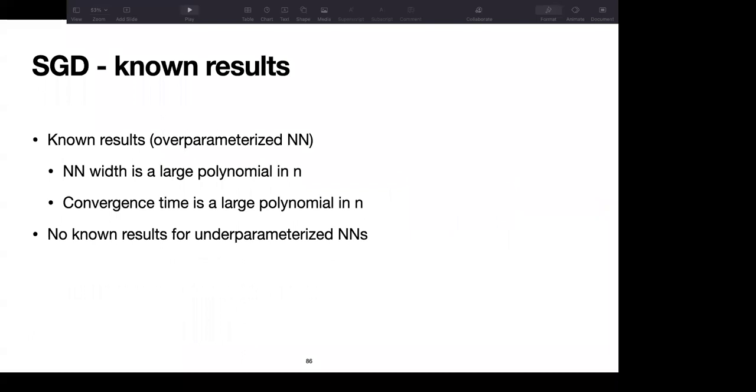Just briefly saying something about known results. There are known results showing convergence for over-parameterized neural networks, and they usually demand that the width of the neural network is pretty big, so you get a large polynomial. I don't remember what the state of the art is, maybe n to the 6th, n to the 4th. And the convergence time is also a pretty large polynomial, at least n to the 2nd, maybe n to the 4th. I don't know of any known results for underparameterized models. So yeah, if you know, please tell me.